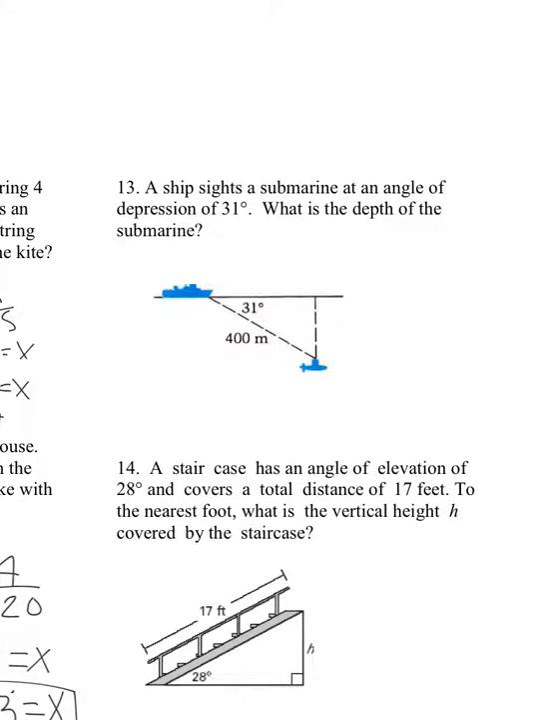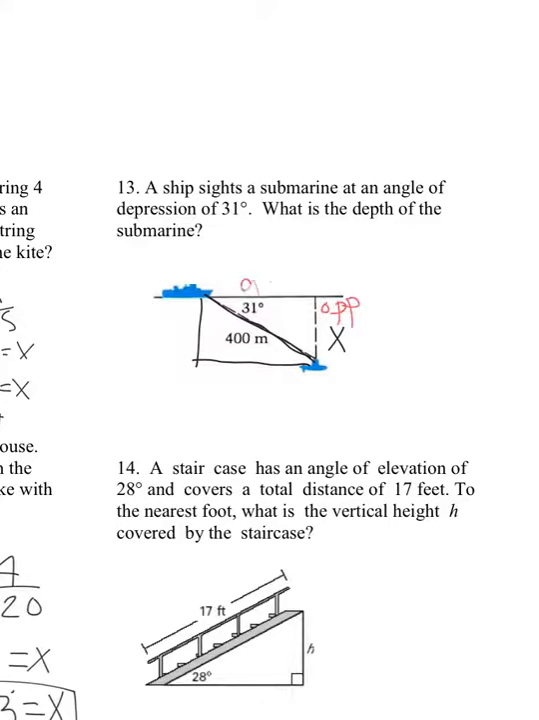13, a ship sights, say that fast. A ship sights a submarine at an angle of depression of 31 degrees. What is the depth of the submarine? Always pay close attention to the problems, because in this one, the 400 is actually the diagonal right there. They want to know how far the submarine is. You technically do have the measurements you need in the triangle already.